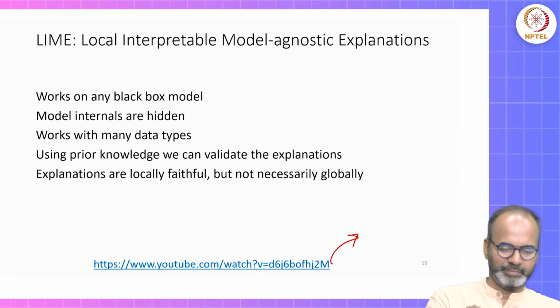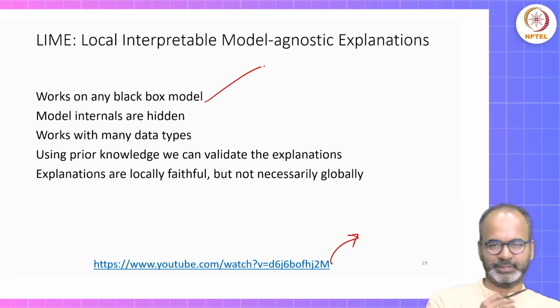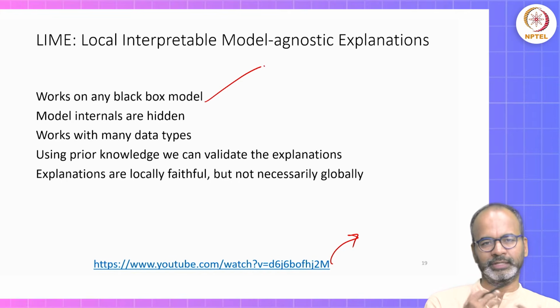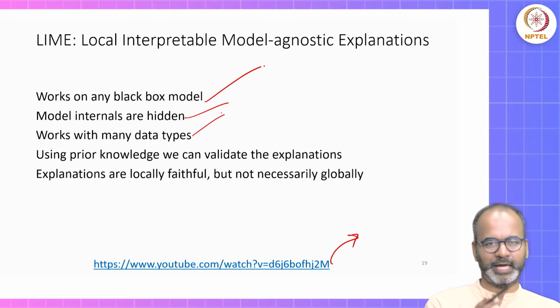LIME works on any black box model. A model is given, and I want to understand how the model is making a decision. That's transparency, that's what we saw with pixel attribution, all of this. LIME is one of the methods. Model internals are hidden. We don't know how ChatGPT or Llama 3 is deciding what it is doing. So I want to get into it and see. It works with many data types that we saw before: text, tabular, images, video, all that.